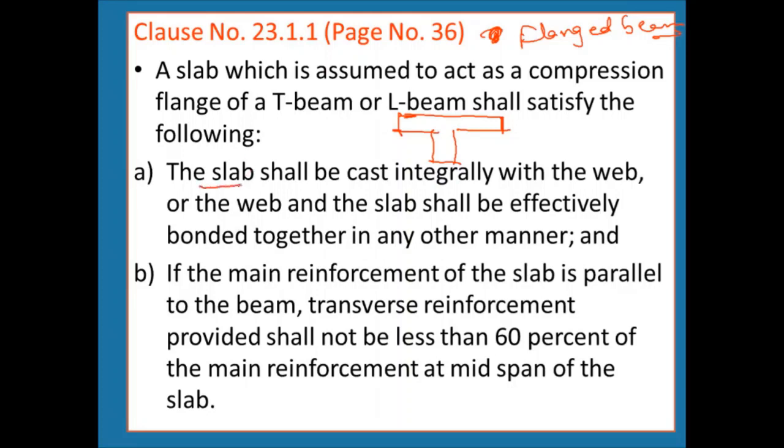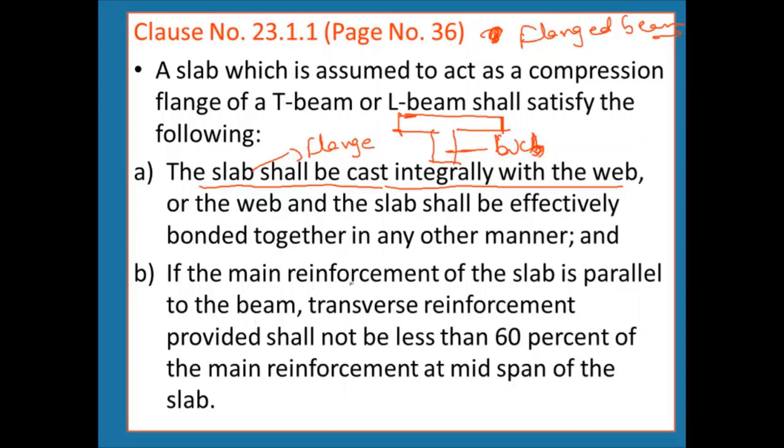First one is the slab shall be cast integrally with the web, or the web and the slab shall be effectively bonded together in any other manner. Either they must be cast integrally or else they must be bonded. Now whatever the slab portion is there, that will act as the flange. Whatever this beam portion is there, that will act as the web.